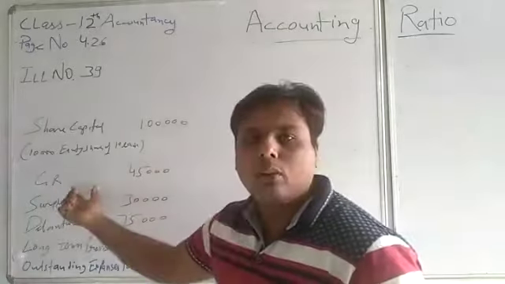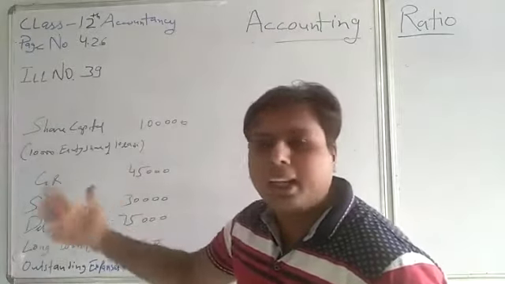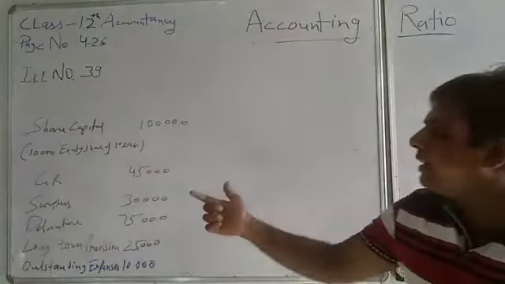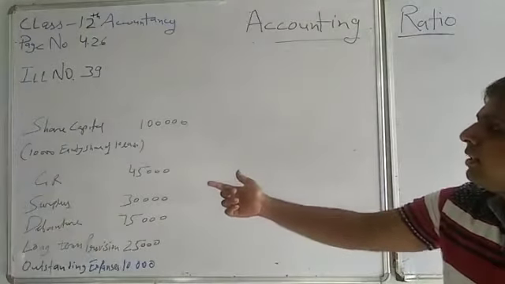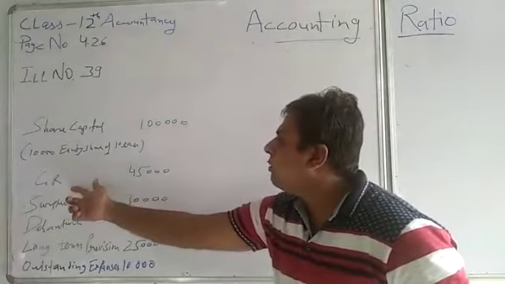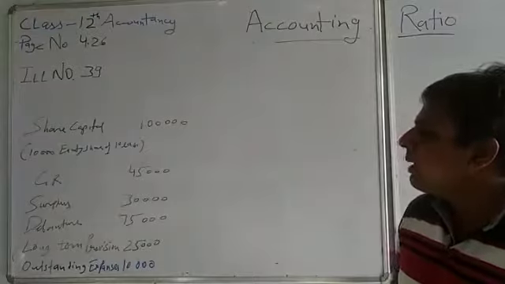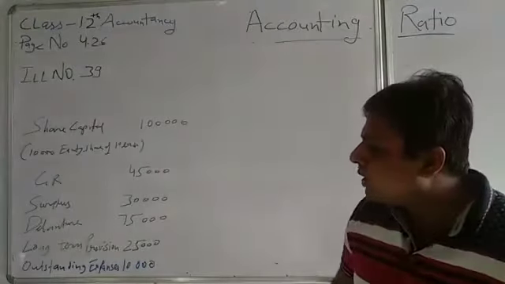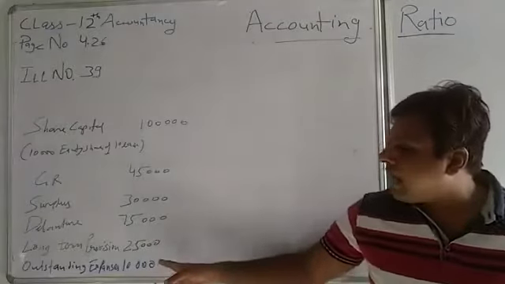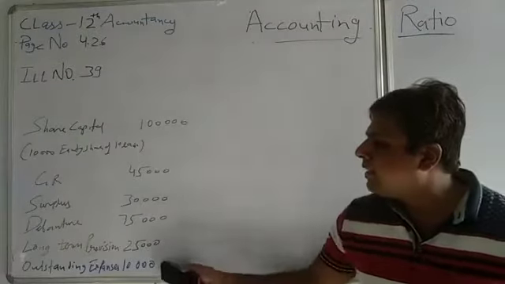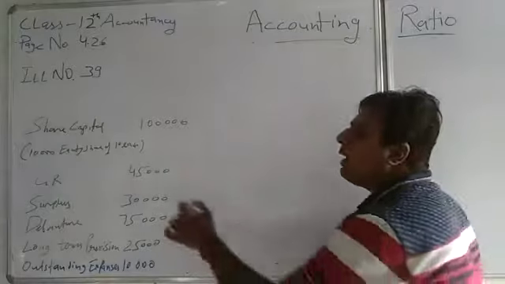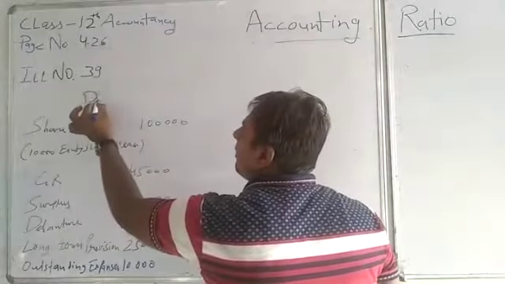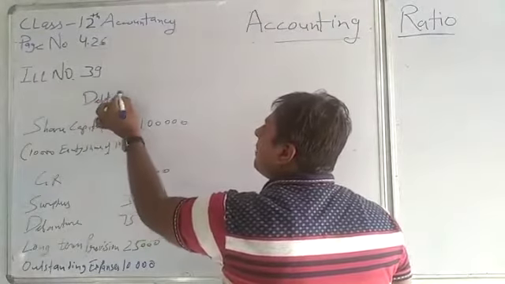General reserve is the amount which we keep for our future uncertain risk, to recover future uncertain risk. That is the general reserve, 45,000. Surplus 30,000, debenture 75,000, long-term provisions 25,000, and outstanding expenses 10,000. Now the question asks us to find out the debt equity ratio.